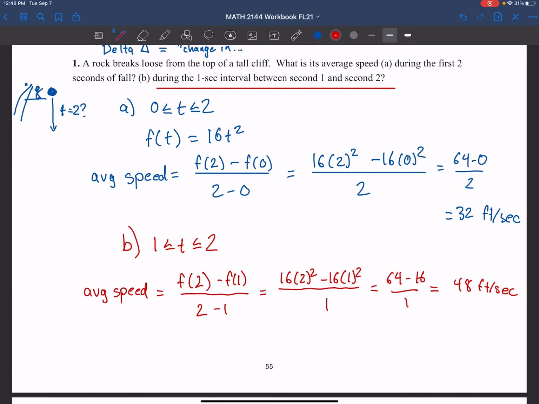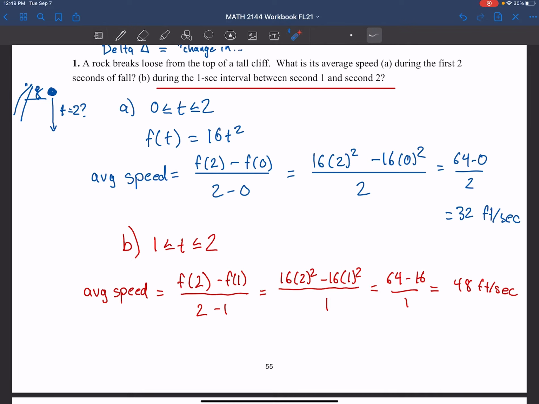How many got 48 feet per second? Very good. So again, really all we're finding here is the slope. And it is faster because the rock was falling faster during this second interval, and we just took out some of that first interval where it was slower.